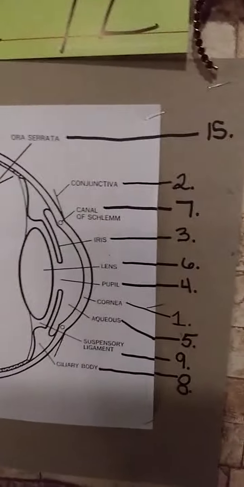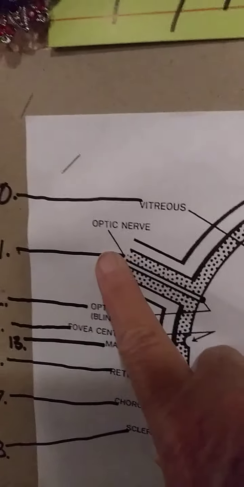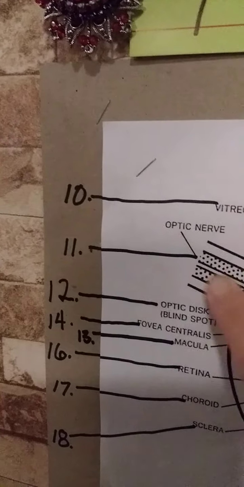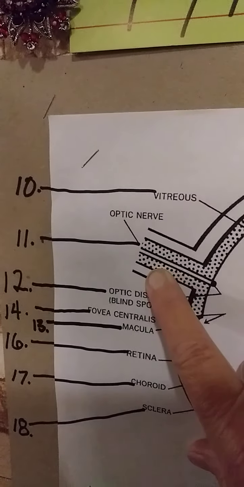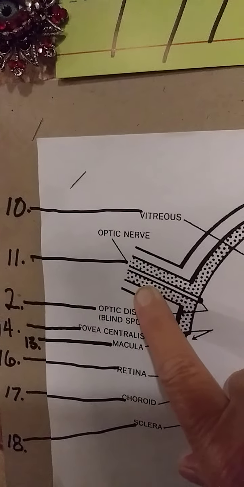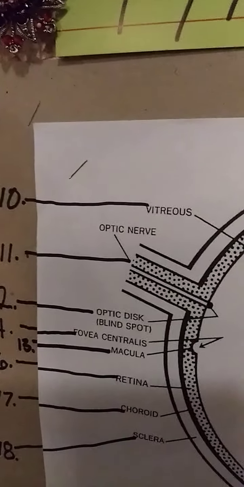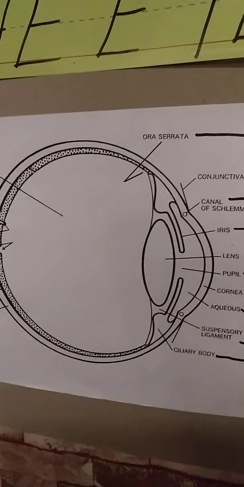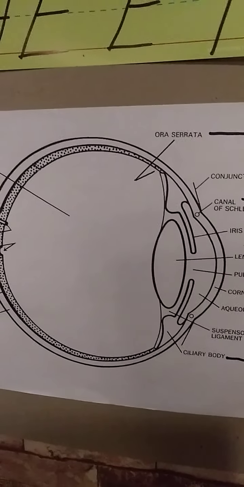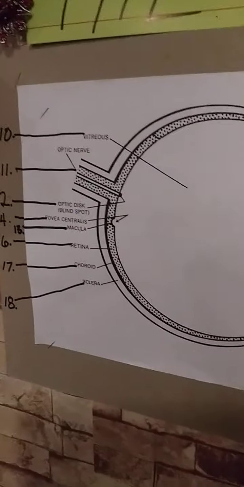And then we go over here and we have the optic nerve, which is number 11, and it leads to the brain, which it goes from the retina to the brain, and it carries our vision. It's the delivery system. And then we have an optic disc, which is a blind spot.